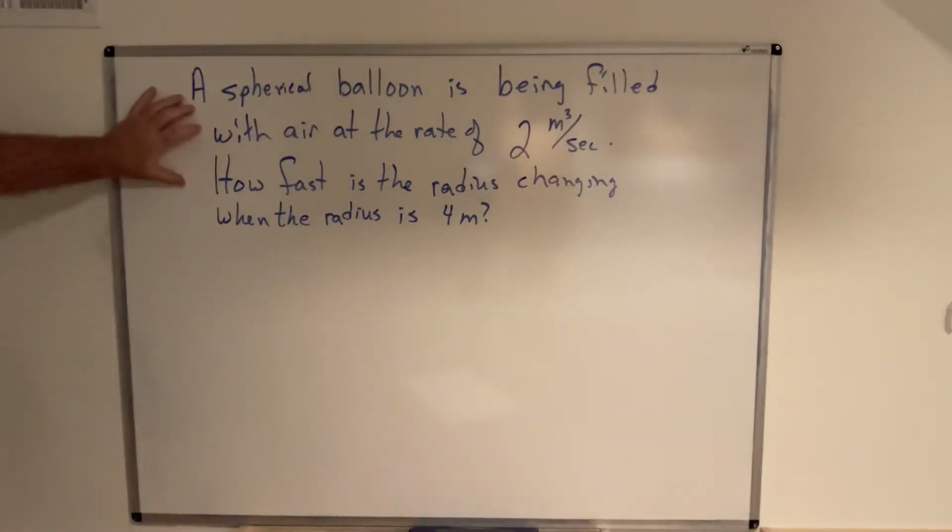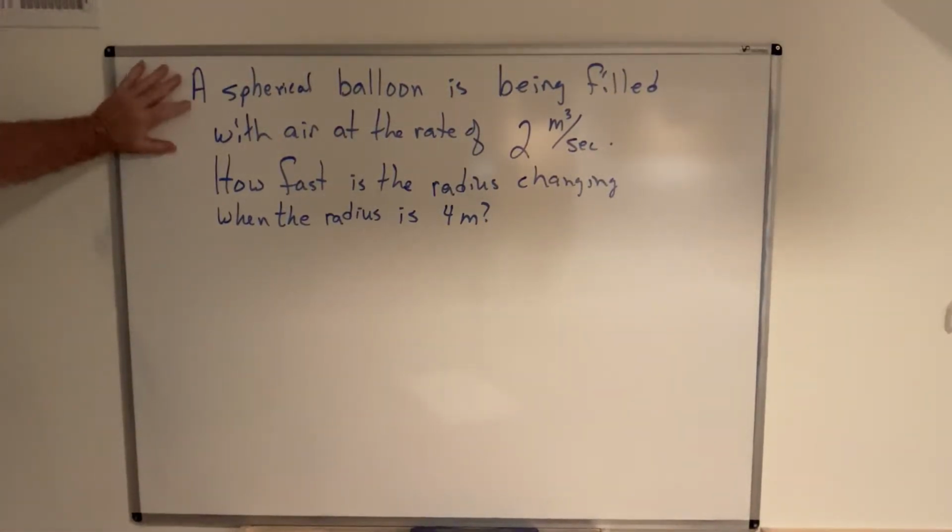Okay, so this is our first example. A spherical balloon is being filled with air at the rate of 2 cubic meters per second. How fast is the radius changing when the radius is 4 meters?